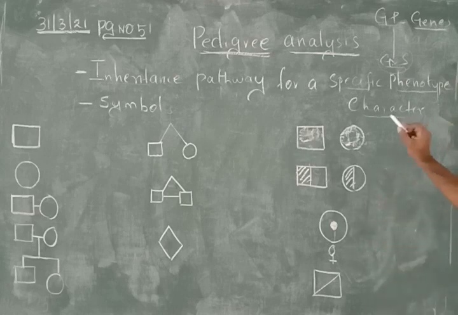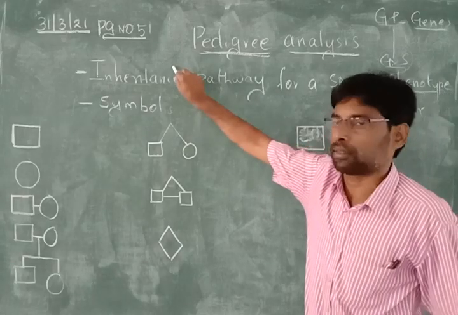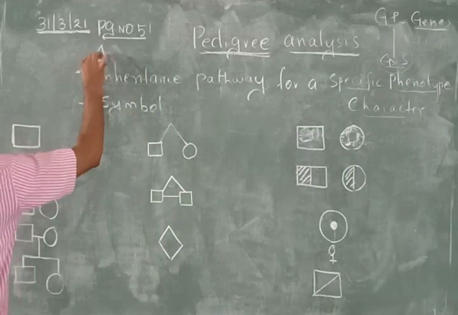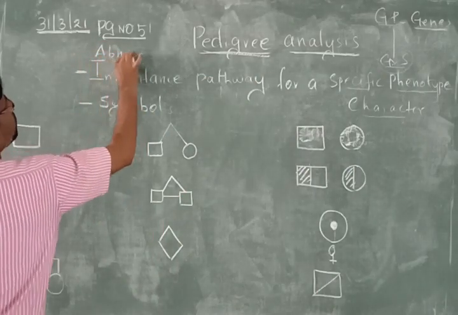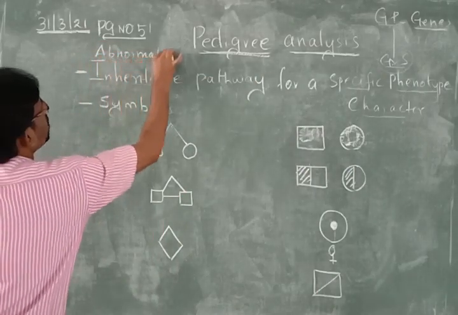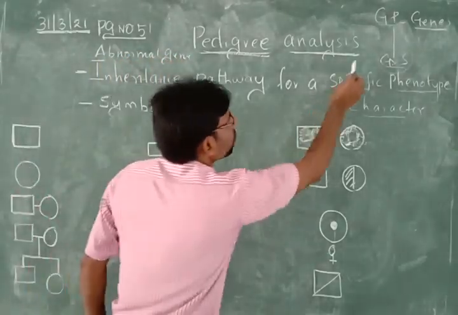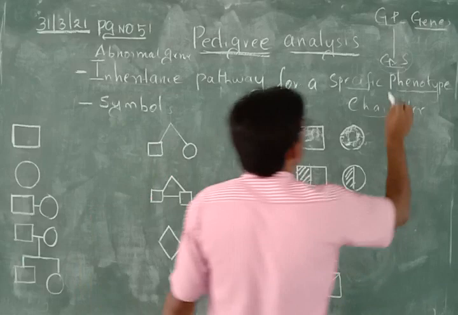Okay. So here in this pedigree analysis, we are mostly focusing on the abnormal gene that is going to be there. So here we are focusing on the abnormal gene which is being inherited from your grandparent to the grandson.